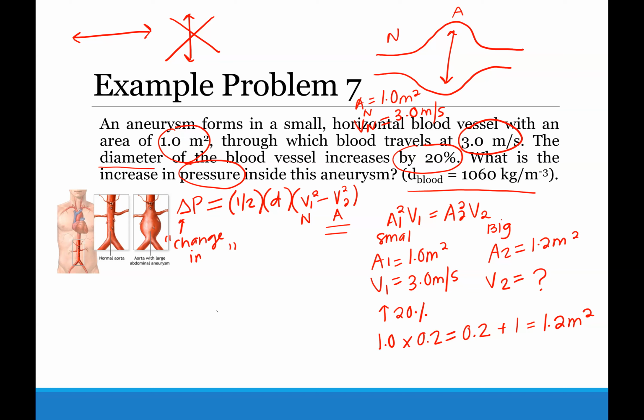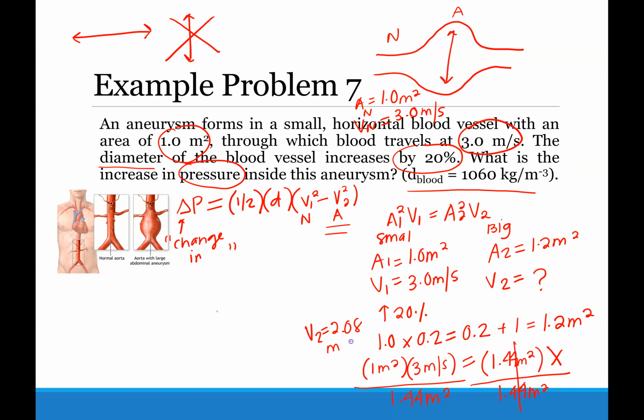So now we have everything we need to plug it into the continuity of flow equation. So we can go ahead and say that 1 squared is going to be 1. So A1 squared. Remember the velocity, we just bring it down, 3 meters per second equals 1.2 squared. So you can put it into your calculator like that. 1.2 squared is 1.44 meters squared times x, or V2. So to isolate V2 or x by itself, we have to divide by 1.44 meters squared to get it to cancel. Divide again by 1.44 meters squared. So in your calculator, 3 divided by 1.44 is going to equal a velocity of 2.08 meters per second.